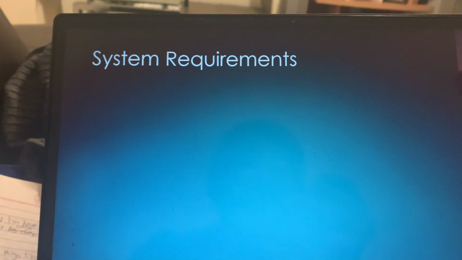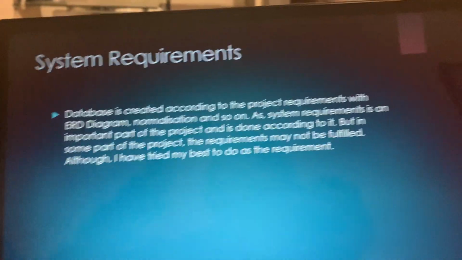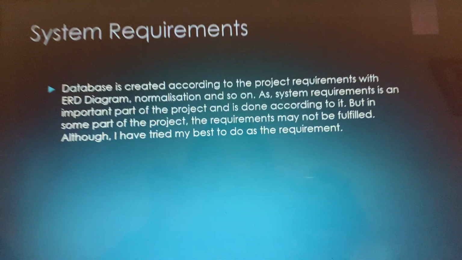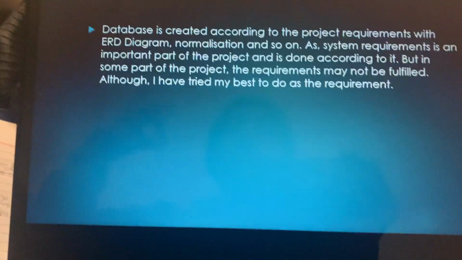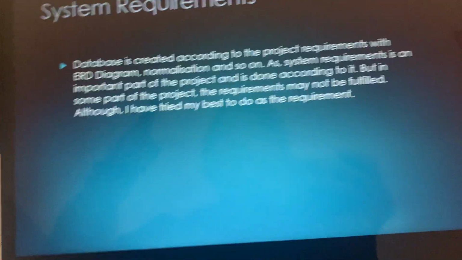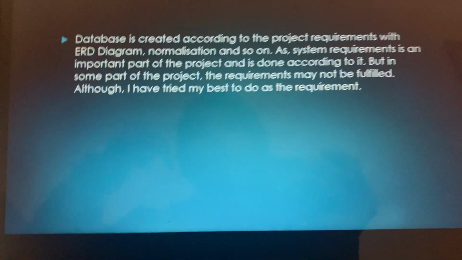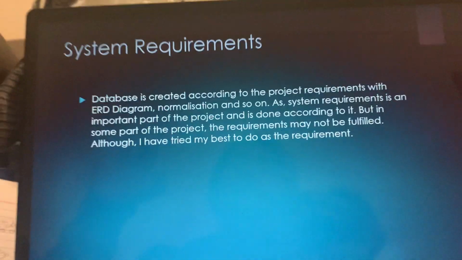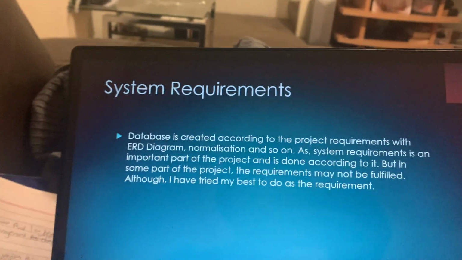Let's go to the other slide. And the system requirements of this project. The database is created according to the project requirement, like what is required and asked by the project. It is done according to the requirement with an ERD diagram, normalization, and so on, as system requirement is an important part of the project. But to be honest, I think in some part of the assignment, the requirement may not be fulfilled, although I've tried my best to follow the requirements. So hope for the best.